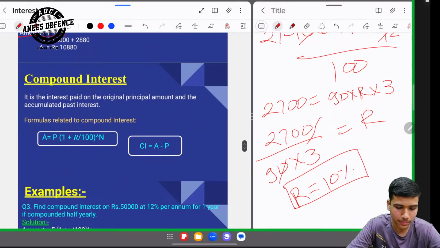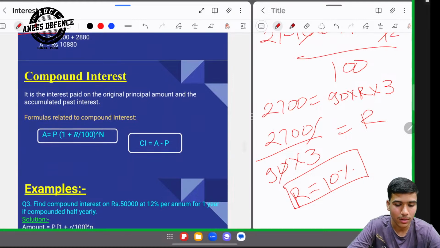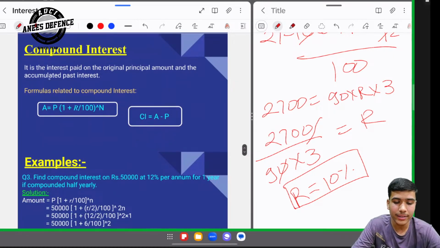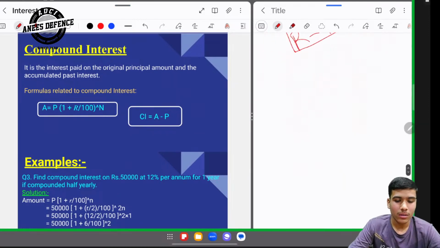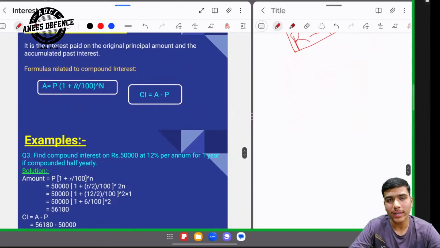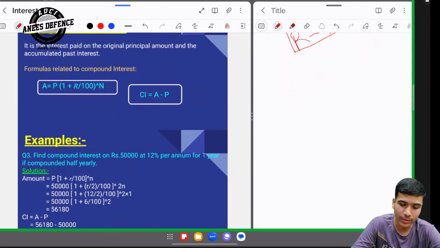So further we proceed to compound interest. What is compound interest? It is the interest paid on the original principal amount and the accumulated past interest. So simple interest and compound interest are very different.